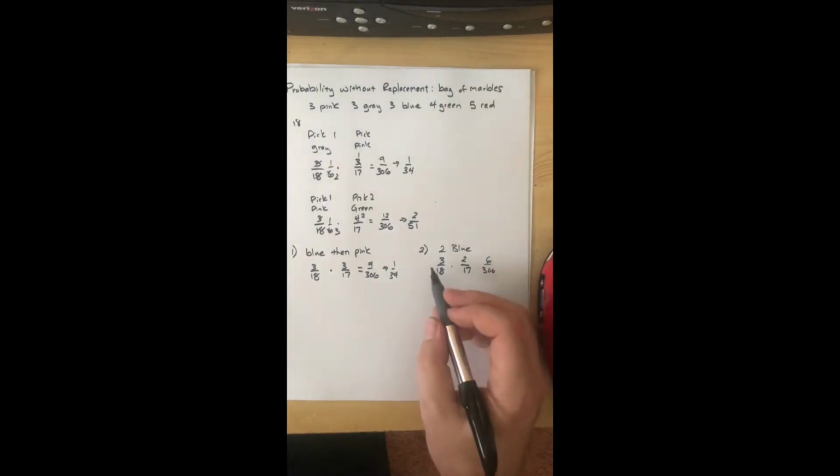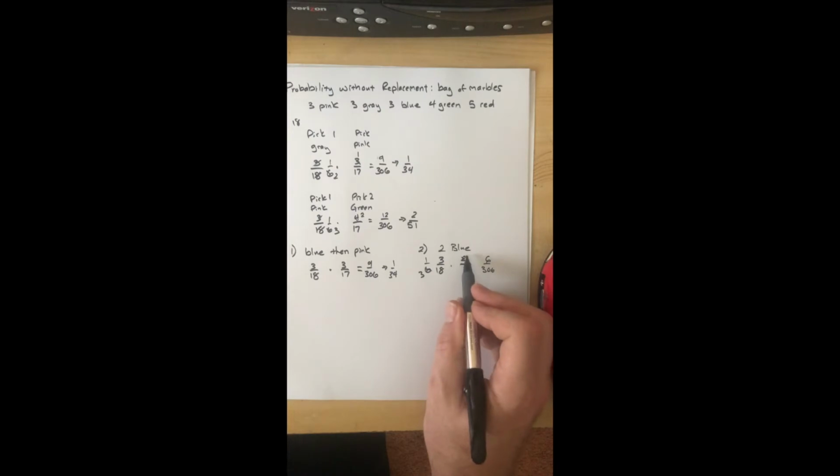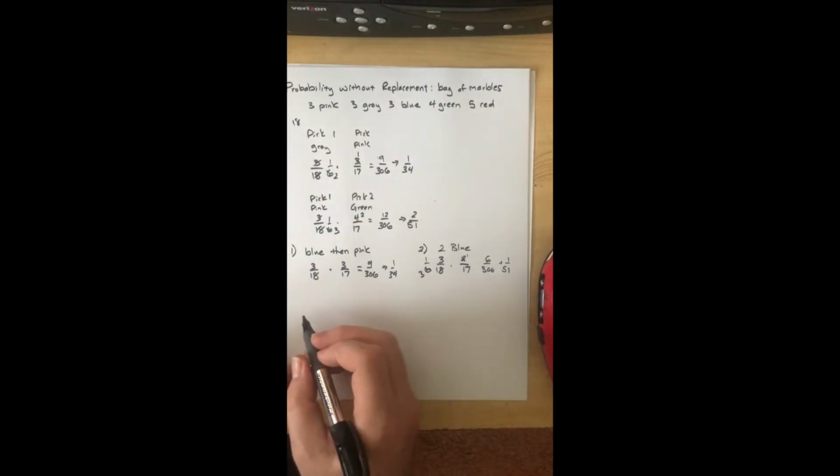That would simplify down to 1/6 there. Then cut that in half. I get 3 and 1. It'd be 1 out of 51. All right, this one I want you to try all on your own.